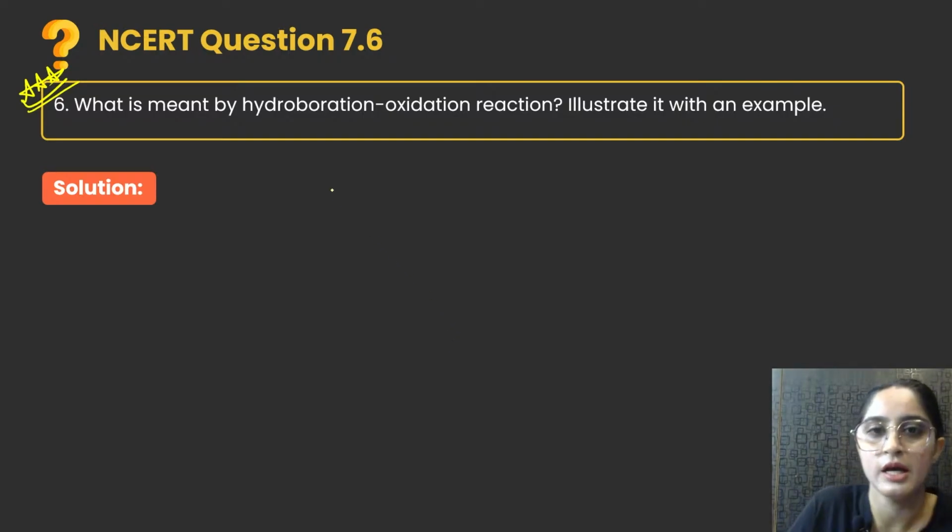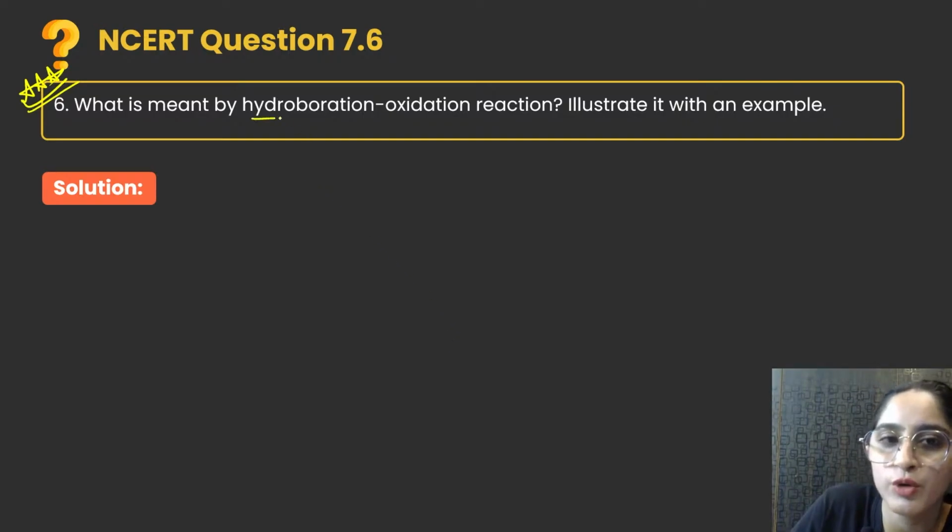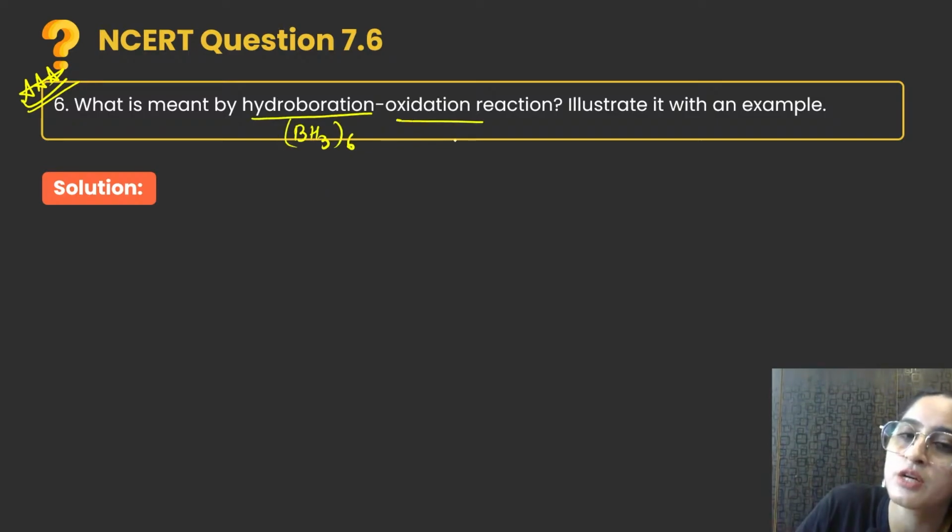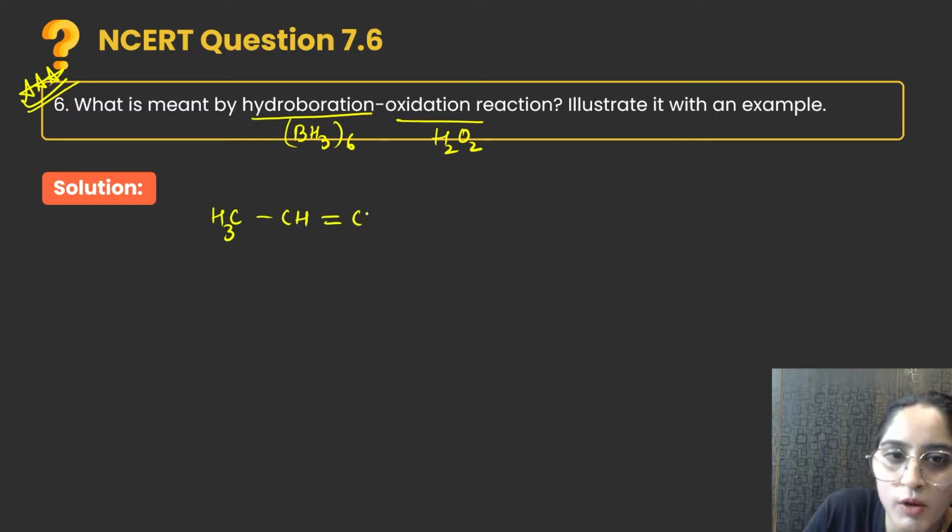Very, very important. So firstly, hydroboration means we are going to use diborane. That is this. Oxidation means we are going to add peroxide here. Right? So we are going to see these two steps. For example, we have CH3, CH, double bond CH2 over here, this is H, right?